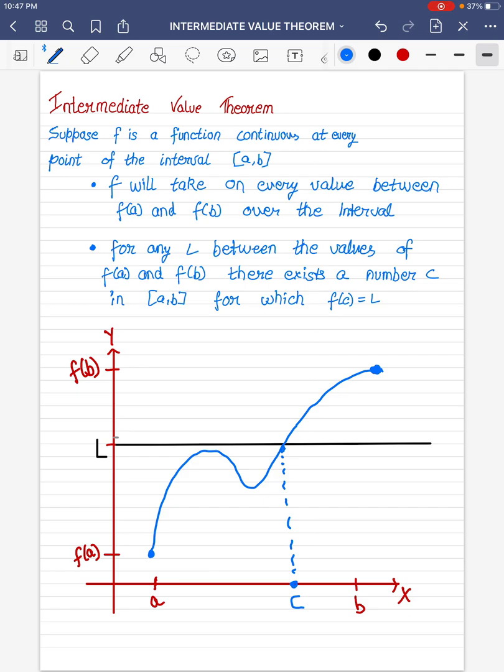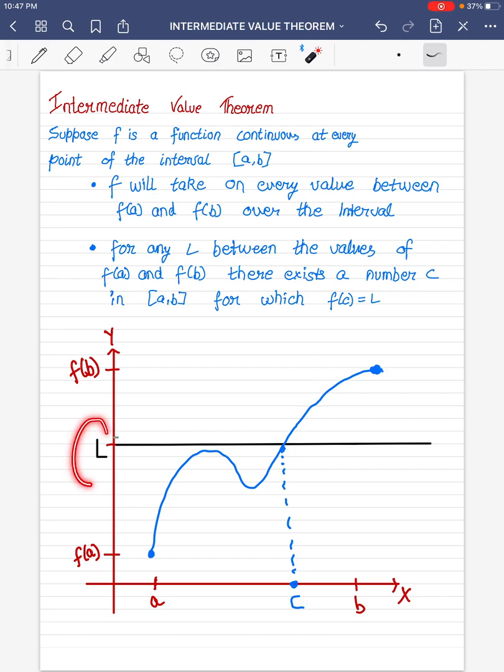There is one more statement to be observed, and that is that this L we have is actually arbitrary. It can take any value from f of a to f of b. So f will take on every value between f of a and f of b over the interval. Every value between these 2 points will be achieved by this particular function as long as it is continuous and defined on the endpoints.